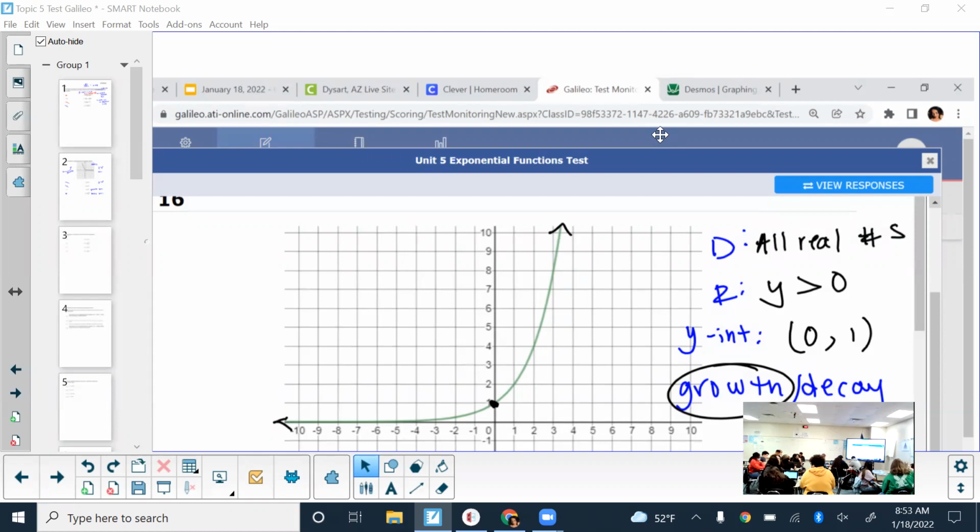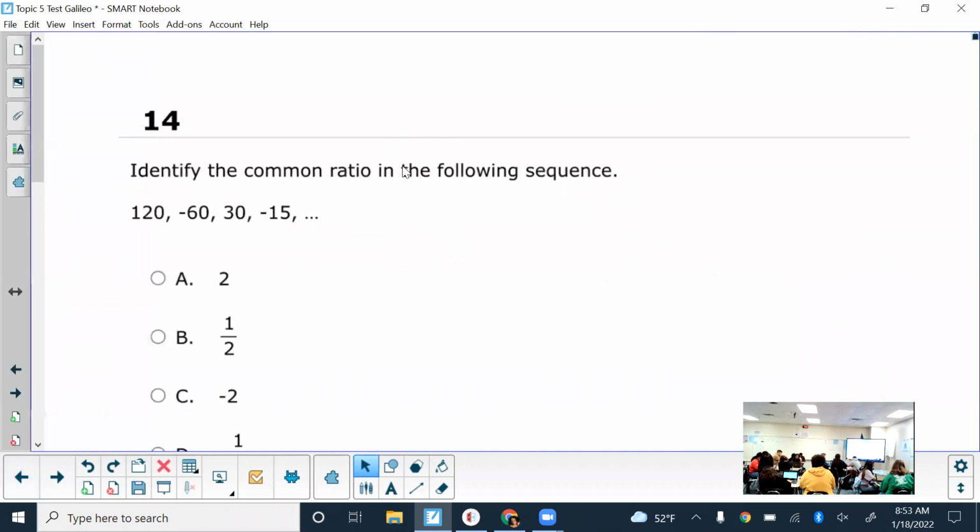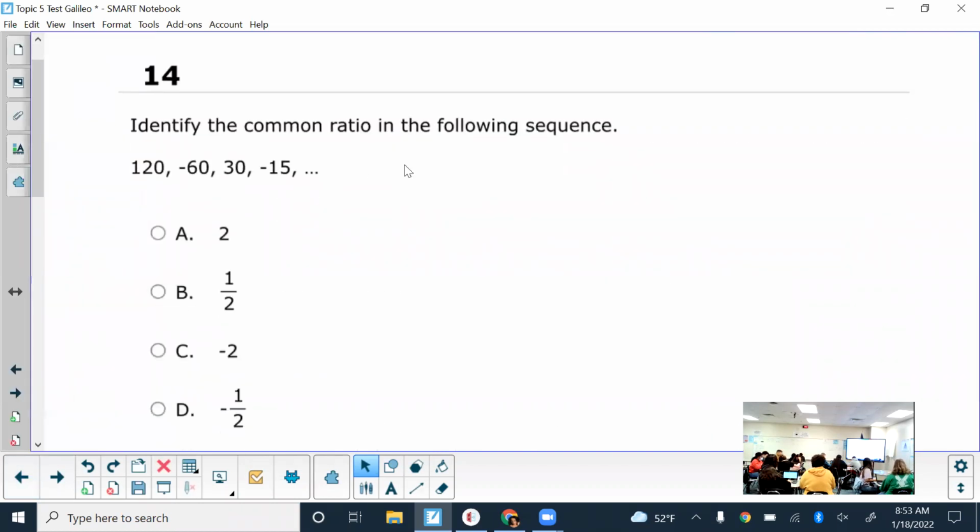Sammy's hand was up first, so which one? Number 14. All right, so it says identify the common ratio in the following sequence, and you get multiple choice options on your Galileo test, but you do not get multiple choice options on your retake. So just keep that in mind.